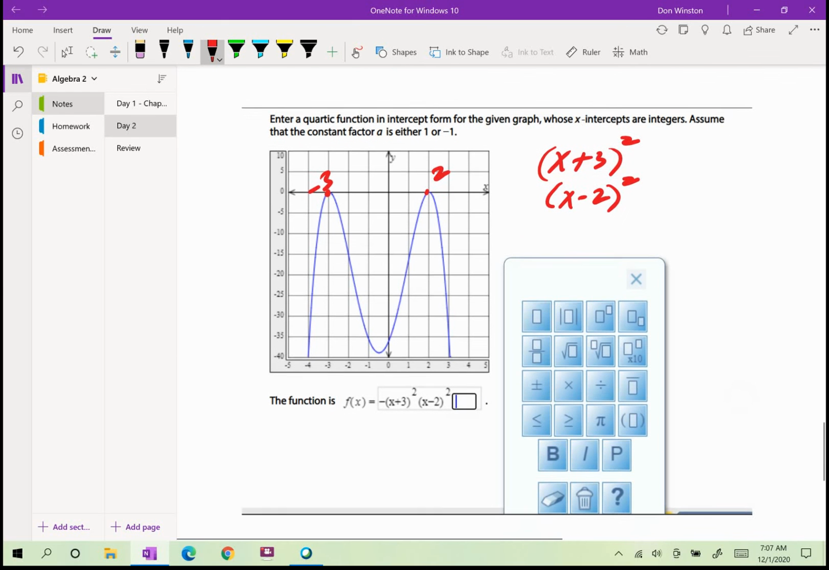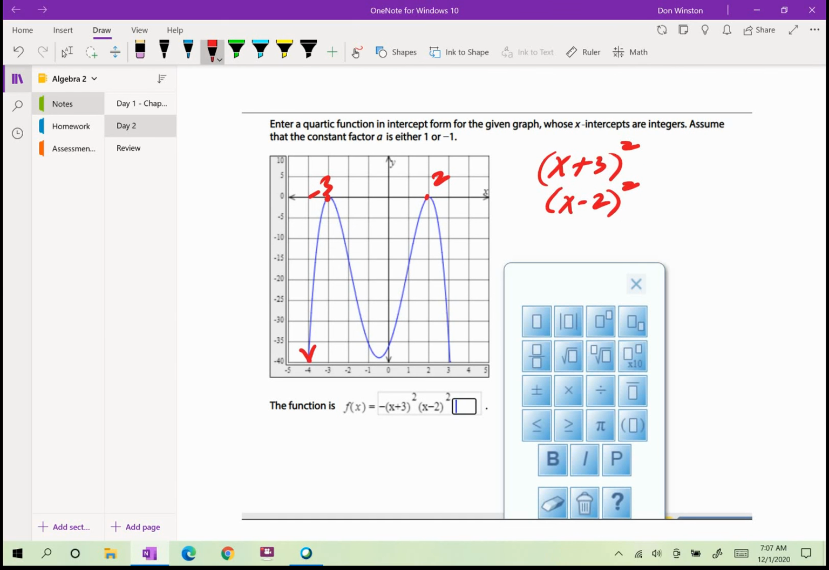Okay, and because the graph is facing downwards, it's even degree, but it's a sad graph, if you will. The ends are facing downward. The end behavior is going to -infinity. I need that negative out in front. So the way you would key that in, as you see, is negative times x plus 3 squared, and to get that squared, you'd use that key there.